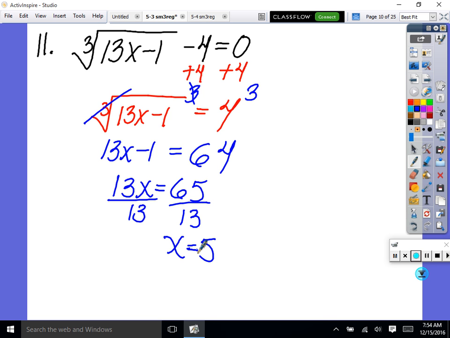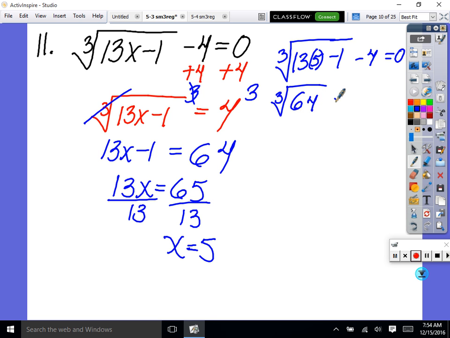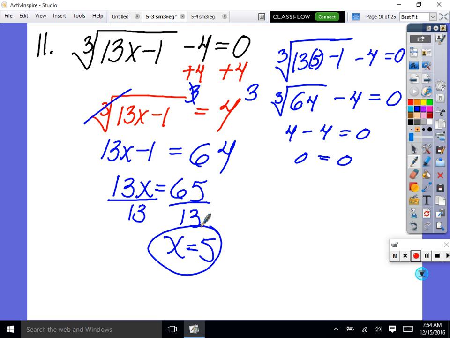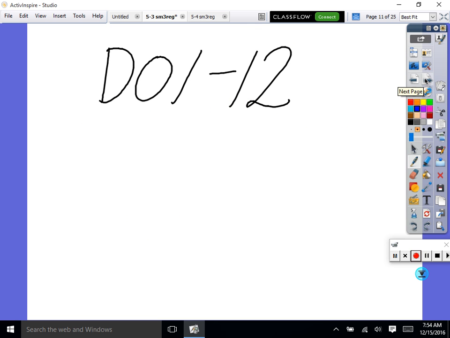So we would type in the cube root of 13 times 5 minus 1 in our calculator. Oh, yep, and then minus 4, does that equal 0? So cube root of, what's 13 times 5? 65 minus 1 is 64, minus 4 equals 0. Cube root of 64, you do it in your calculator. Do you remember how to type that in? So you get 4 minus 4 equals 0, 0 equals 0. That's a true statement, so it's not extraneous. All right, do 1 through 12, ready to go.